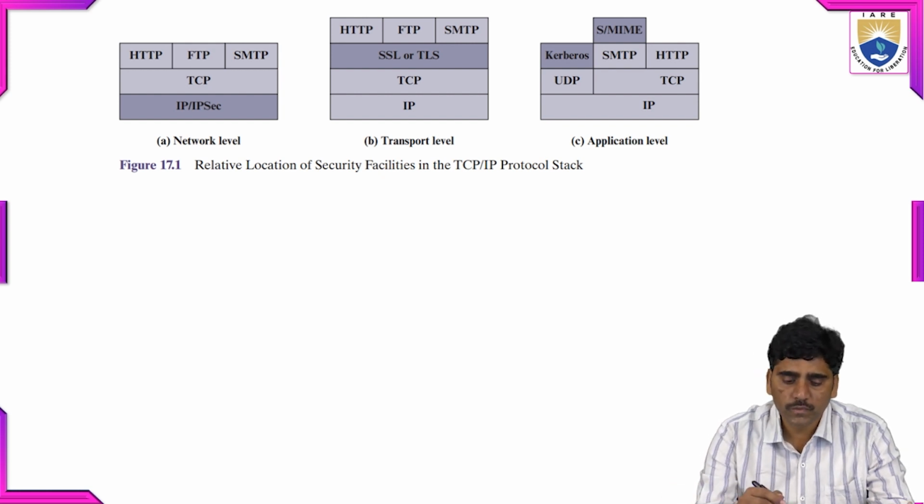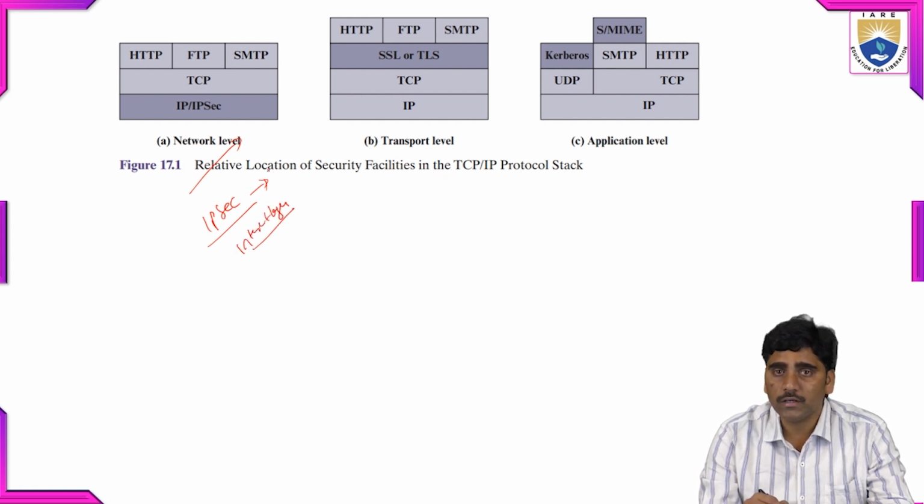Here the first one is what we already said in the previous slide: providing IP security. IP security is an internet layer protocol that provides security with the authentication header, encapsulating security payload, and internet key exchange.